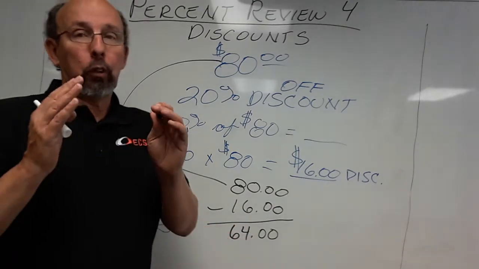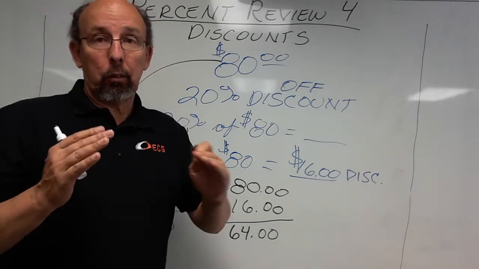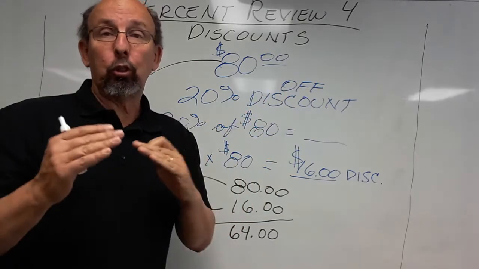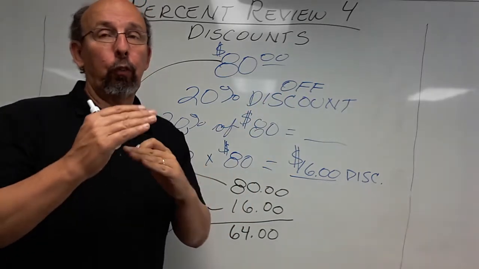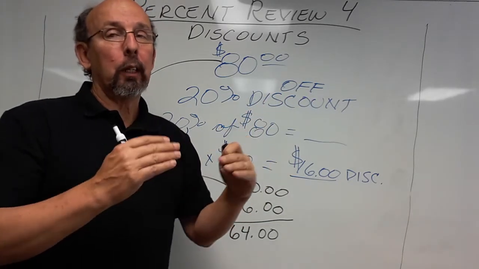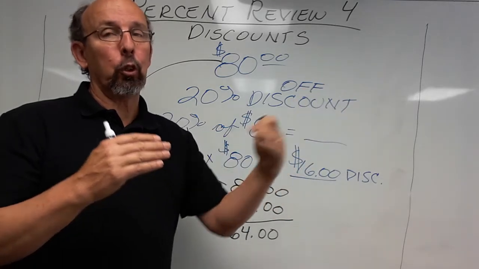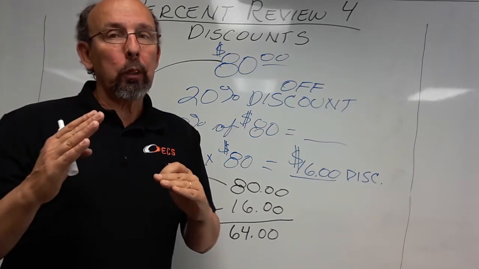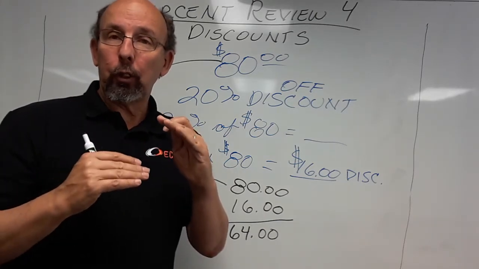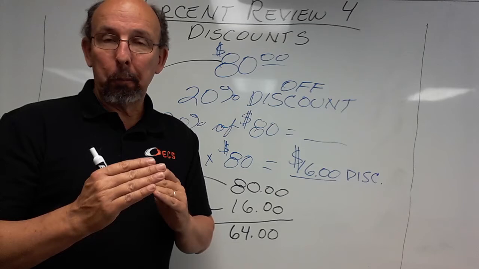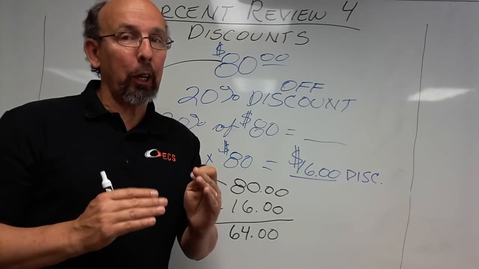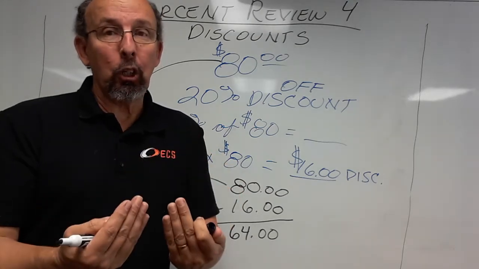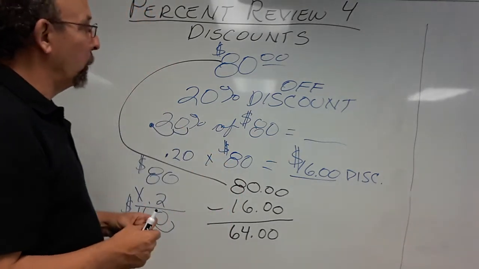Now, when you're figuring discount and the sale price, which is what you actually pay, it's a two-step process. You find the discount, and then you subtract it. So you're multiplying, and then you're subtracting. You can do it another way. You can subtract first, and then multiply. I like to do it this way better because it's a little simpler to me. May not be to you. Let me show you that way to do it.